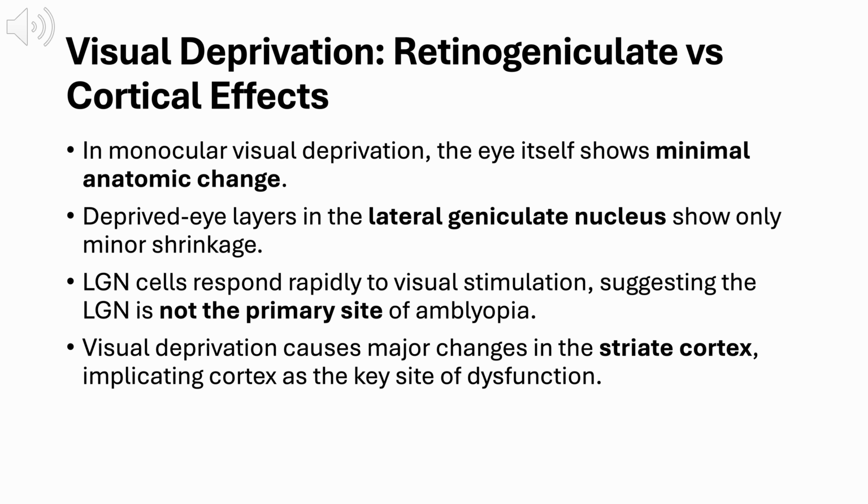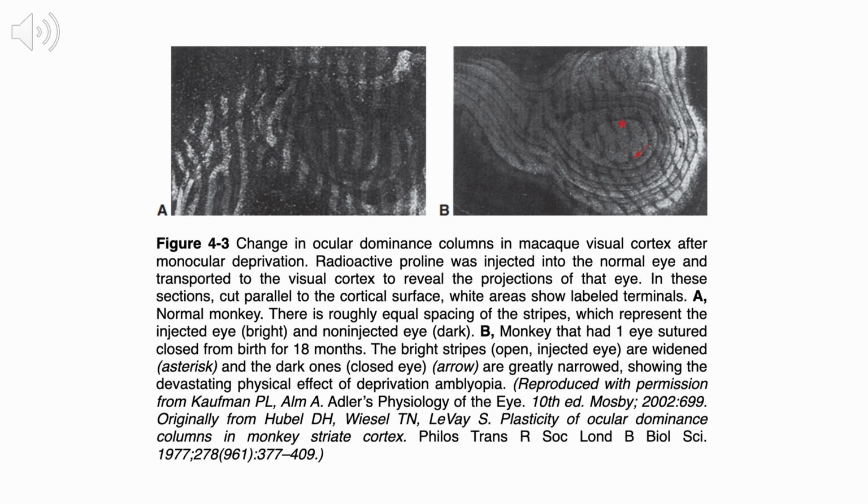The biggest and most lasting changes occur in the striate cortex. Visual deprivation profoundly alters cortical organization, shifting ocular dominance and disrupting normal binocular integration. That's why the cortex, not the eye or the LGN, is considered the primary site of dysfunction in amblyopia. Clinically, this reinforces a key point. Amblyopia is a disorder of cortical development driven by abnormal visual experience, and its treatment is fundamentally about restoring appropriate input to the brain during a limited developmental window.